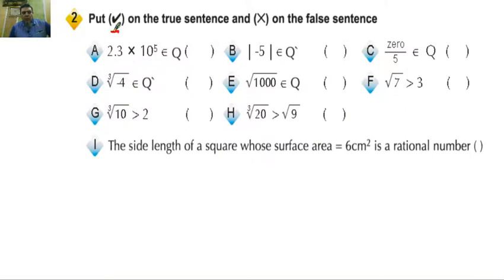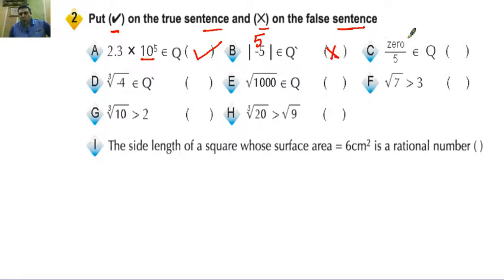Put tick for the true statement and cross for the false statement. 2.3 times 10 to the power 5 belongs to Q. This number, we can put it in the form a over b, with b not equal to 0, so it belongs to Q. Yes. The absolute value of 5 equals 5. 5 belongs to Q, not to Q dash. Then this statement is wrong.